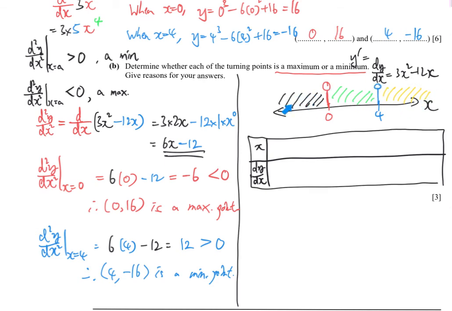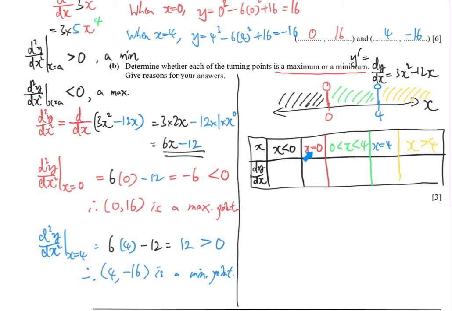The first area is x less than 0. The next one is x equal to 0. The next one is the green area, x in between 0 and 4. Fourth, we have x equal to 4. And finally, x larger than 4. Okay, so we have a table like this with 5 ranges.